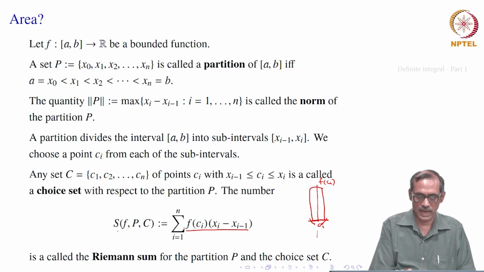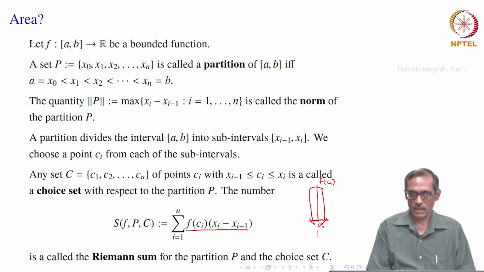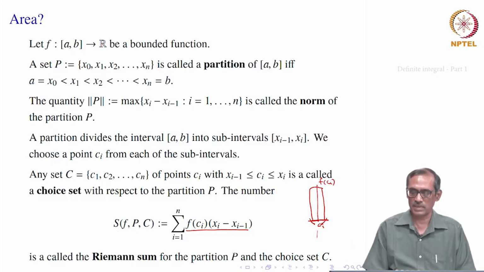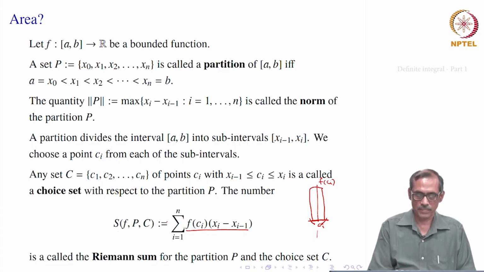Let us give a notation, call it S(f, P, C). This is equal to the summation from i equals 1 to n of f of Ci times (xi minus x(i-1)). This quantity is called the Riemann sum for the partition P and the choice set C. It will depend on the function f, on the particular partition, the breakpoints which make the subintervals, and also the choice points. This is really the sum of the smaller rectangles' areas, and that is called the Riemann sum.